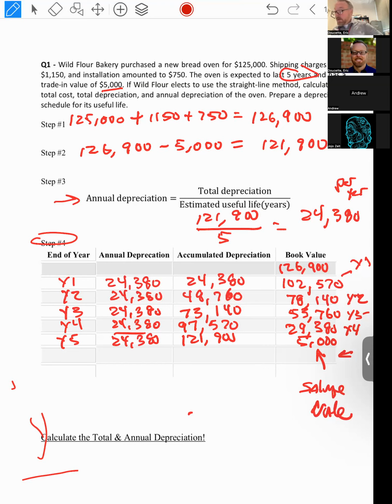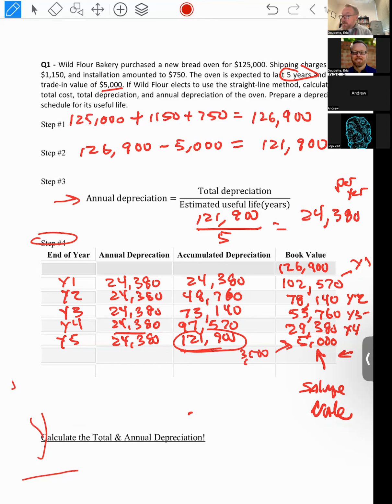Now, just so you know, though, sometimes the last year when you're doing these isn't quite the full amount of depreciation. In that case, it only depreciates up to the salvage value. It never is going to be lower than the salvage value. So if the salvage value is 5,000 and this amount here was actually less, like 3,500, it still would be 5,000, and you just depreciate less that third or fifth year in this case.